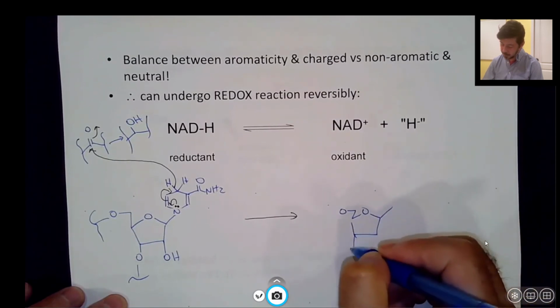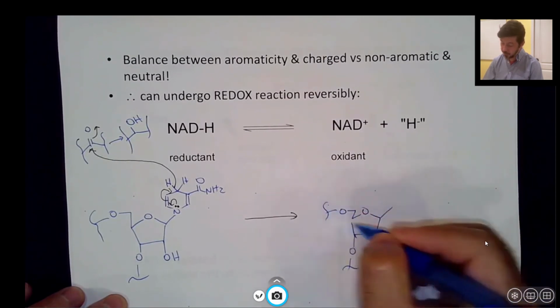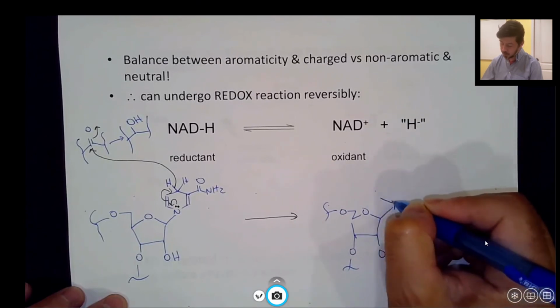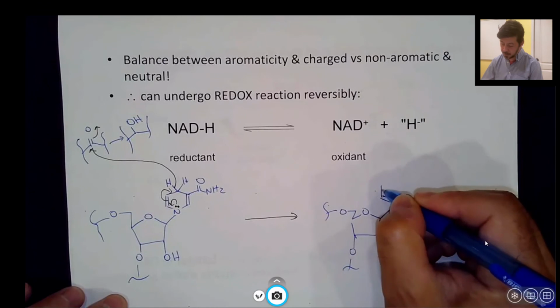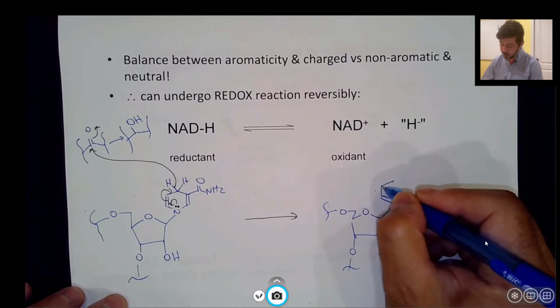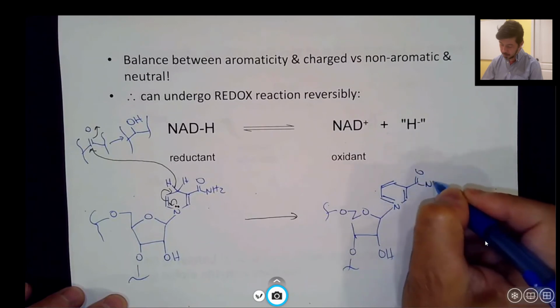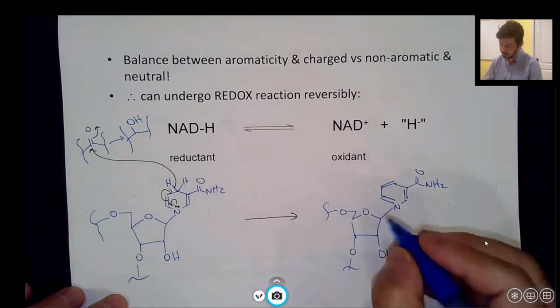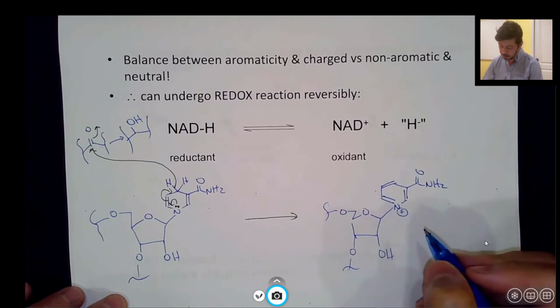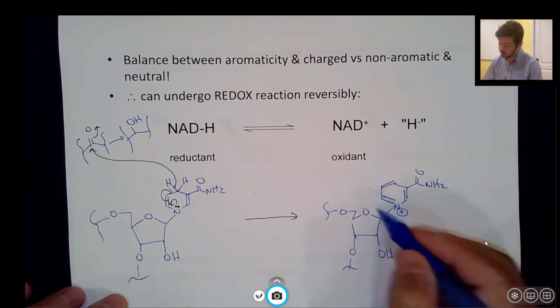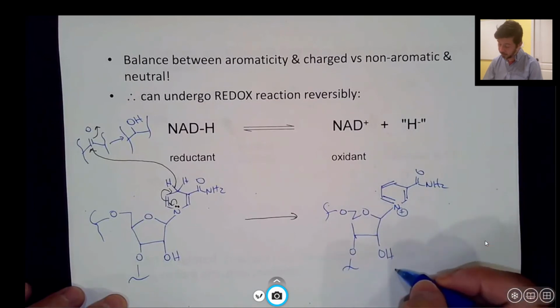So let me draw what happens. Let's just follow exactly what we did with our arrows. So we have a double bond here. We now have a double bond here. Now we have this compound here, 4 bonds on nitrogen, positive. Is this an aromatic compound? Yes, it is. It looks just like pyridine, which we've been studying for a while.